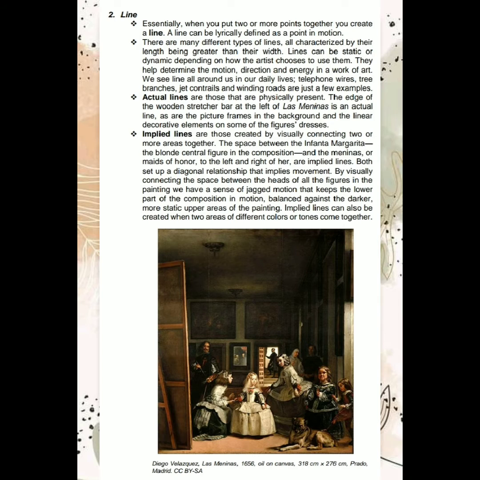By visually connecting the space between the heads of all figures in the painting, we have a sense of jogging motion that keeps the lower part of the composition in motion, balanced against the darker, more static upper areas of the painting. Implied lines can also be created when two areas of different colors or tones come together. Implied lines are suggested by changes in color, tone, and texture, or by the edges of shapes. So there are 5 types of implied lines. There are vertical, horizontal, diagonal, curved, and S-curve lines.